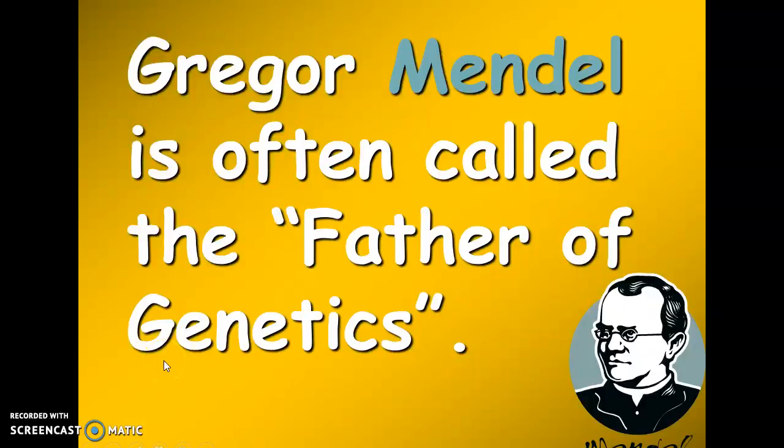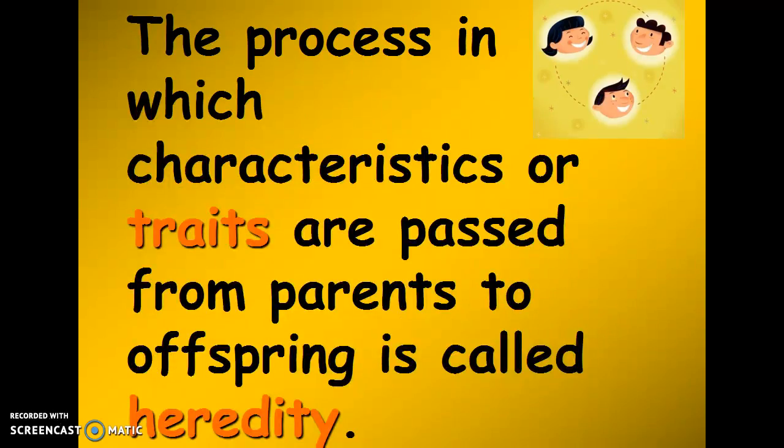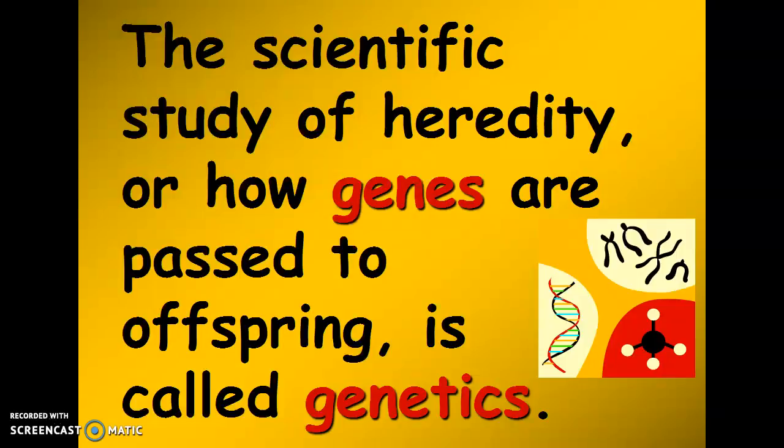Gregor Mendel is often called the father of genetics. He was an Austrian monk who lived in the 1850s, and he identified dominant and recessive traits by studying the heredity of pea plants. The process in which characteristics or traits are passed from parents to offspring is called heredity. The scientific study of heredity, or how genes are passed to offspring, is called genetics.